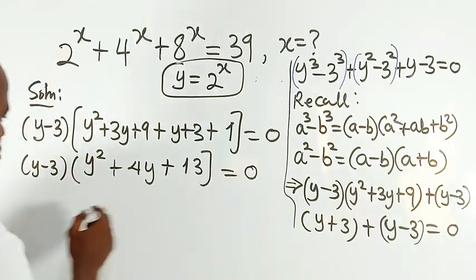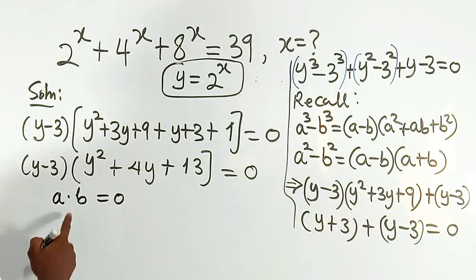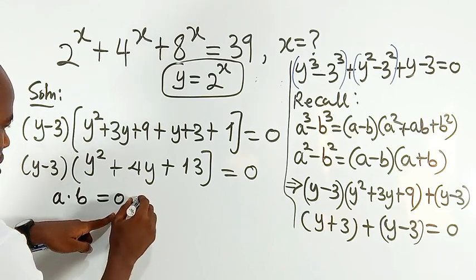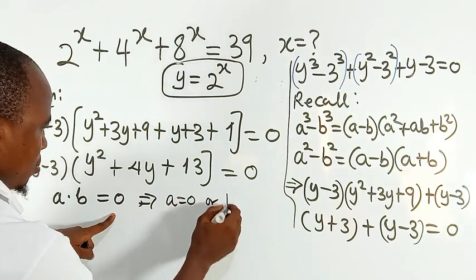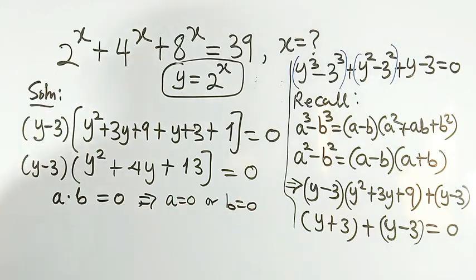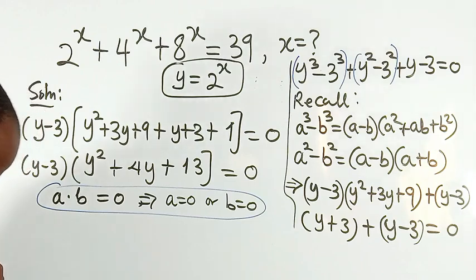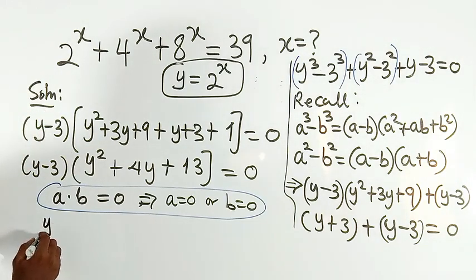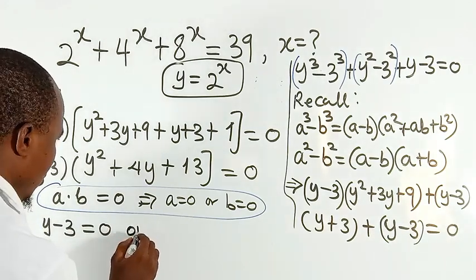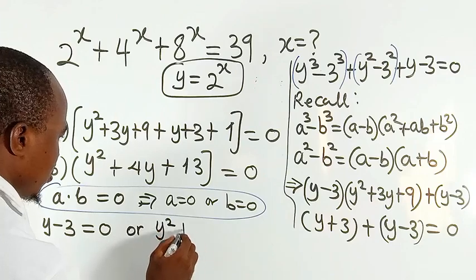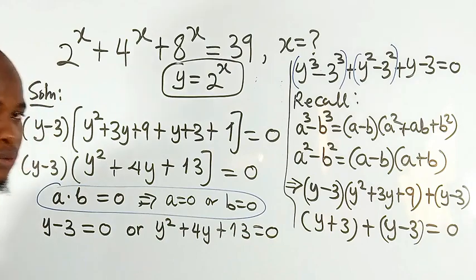We have a zero-form equation now. You know, if a times b equals 0, it is either a equals 0 or b equals 0. So take note of that. Okay, so we are now going to have y minus 3 to be equal to 0 here, or we have y squared plus 4y plus 13 to be equal to 0.